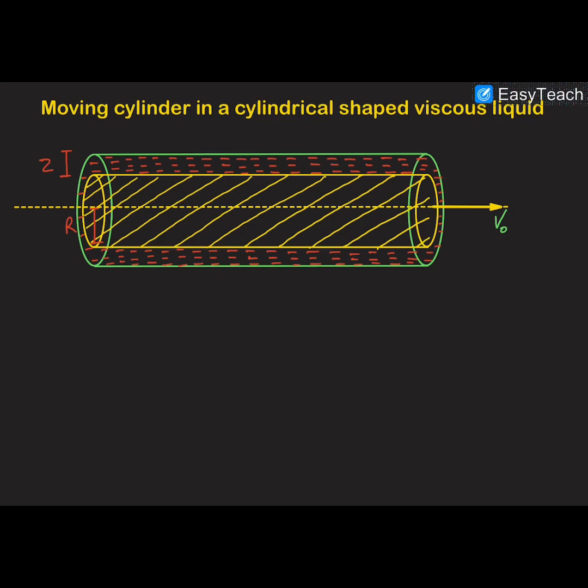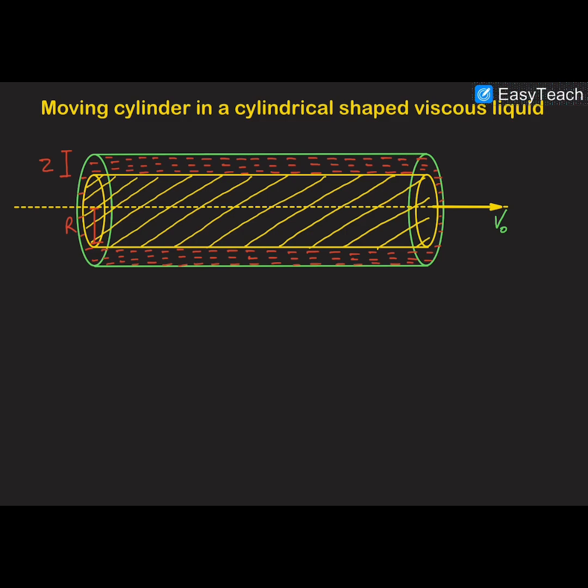In this video, we are going to discuss what is the viscous force acting on a cylinder which is moving inside a long pipe, and that pipe is containing some liquid whose layer is very thin and it is bounded between that moving cylinder and the pipe.